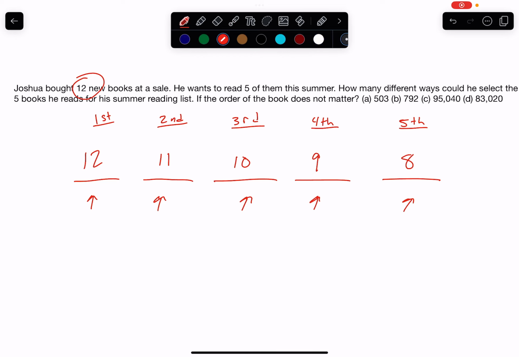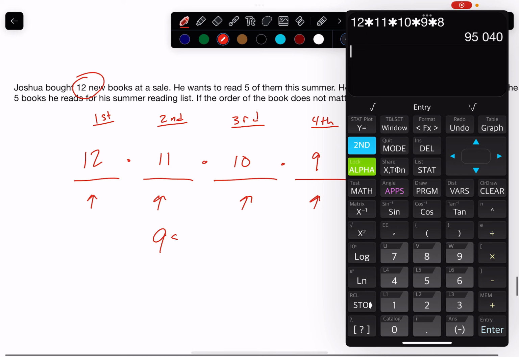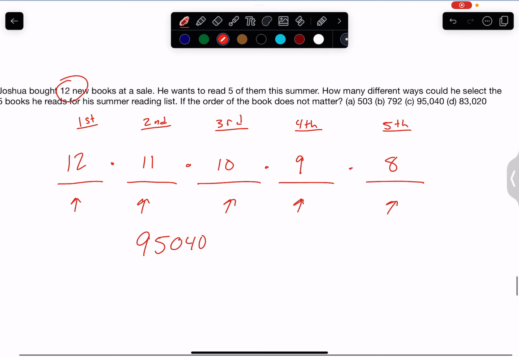Now what we do is we multiply all of these together. We just multiply them. So if I grab my calculator here, 12 times 11 times 10 times 9 times 8, we get 95,040. There's that many different ways to pick 5 books out of 12.